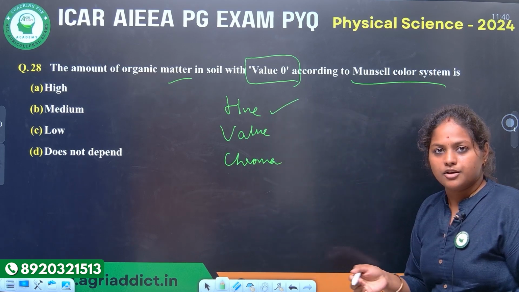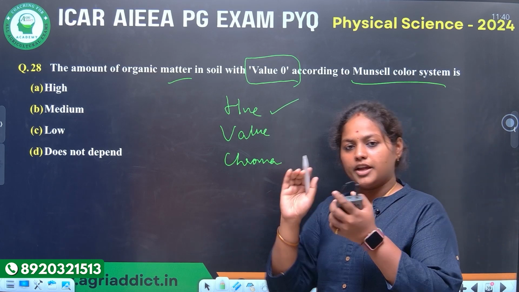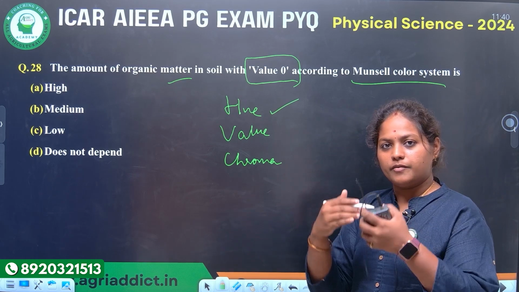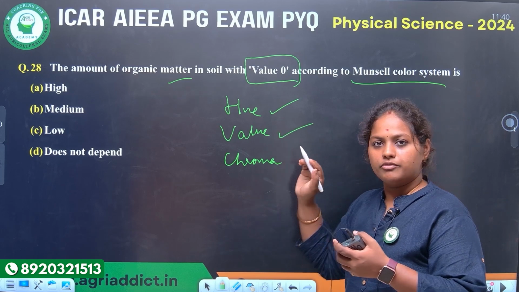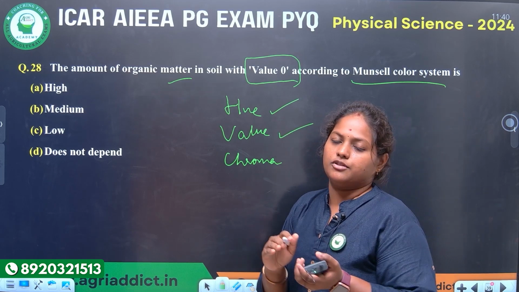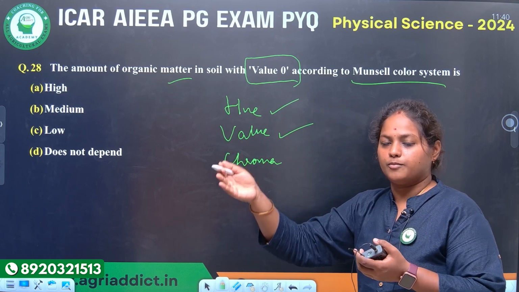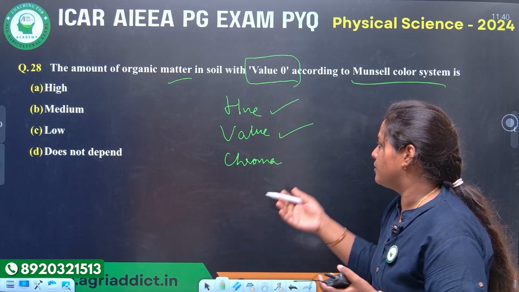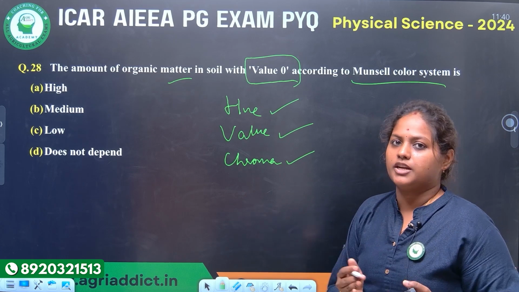Hue indicates the dominant spectral color. Hues range from red to yellow, right? Highest will be red and lowest will be yellow. Next is value. Value is the lightness or darkness of the color. That means it will range from black to white with different shades of black, which includes grey also. Then chroma. Chroma is related to the purity or intensity of the color, right?